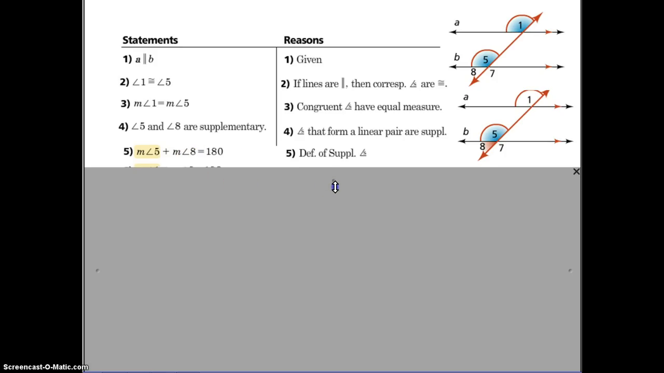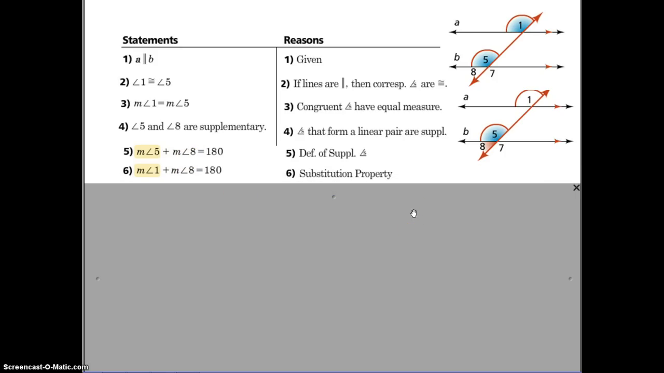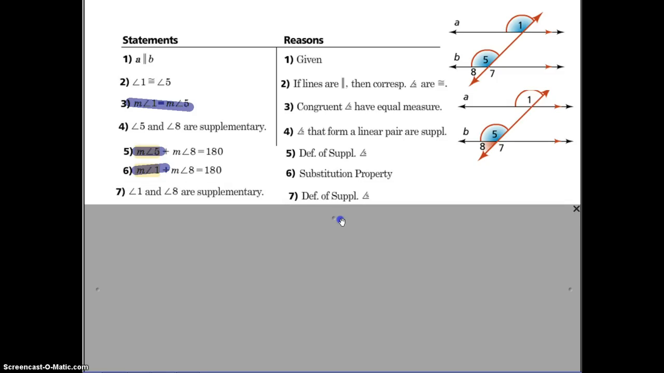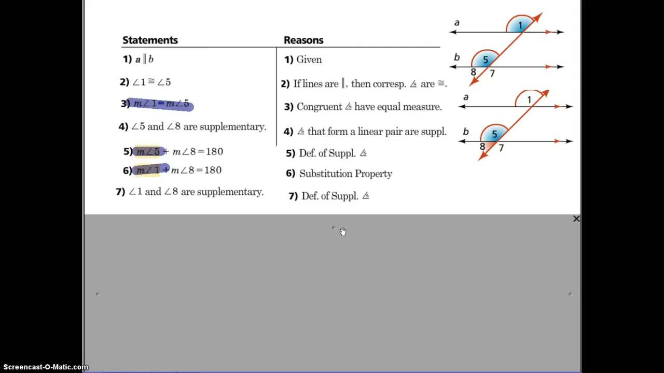Well, what I'm going to do is go back up here and look, and right there I said 1 and 5 are equal. So what I can do is take out 5 and substitute in angle 1. So there's my substitution property that says if they're equal, I can switch them in and out. So now, by step 7, I know that angle 1 and angle 8 are supplementary because my definition of supplementary angles says that they add to 180.